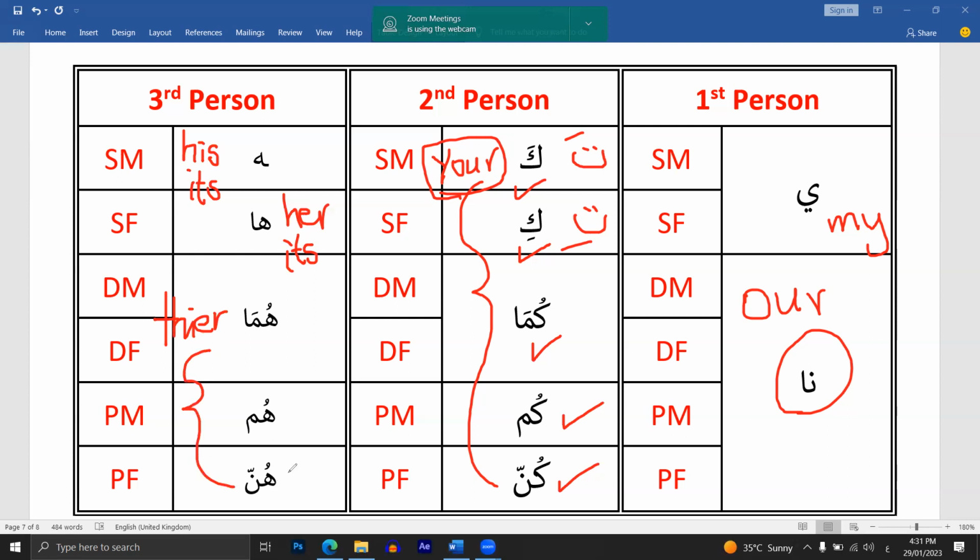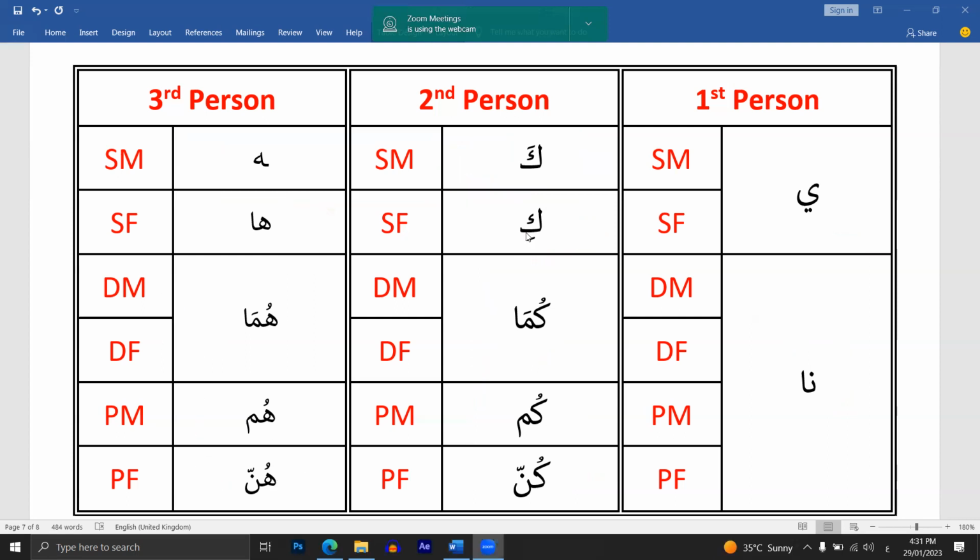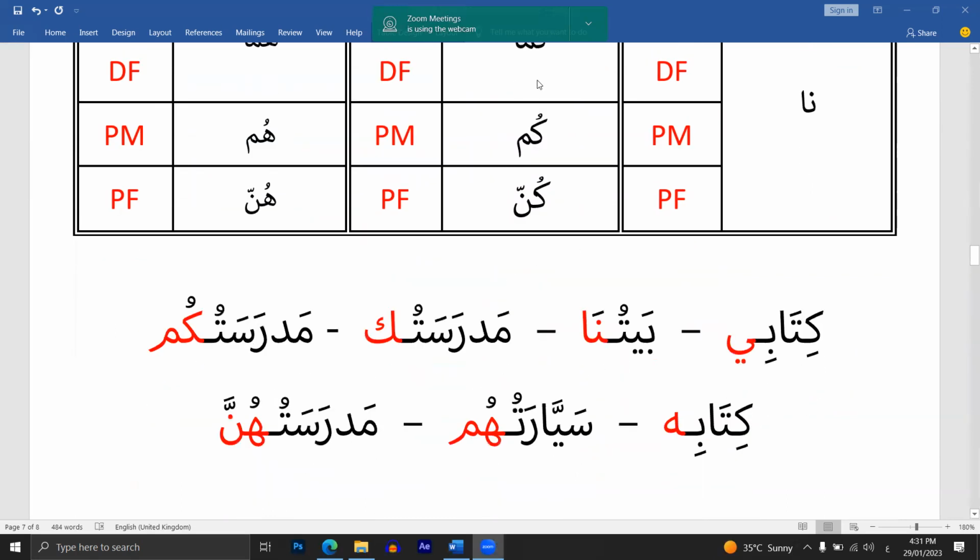And also hum and hunna means their. This one is very easy. This is the main possessive pronoun that we know about, right? Like these examples: كتابي, my book, بيتنا, our house, مدرستك. Here there is no indication if it's masculine or feminine. It's supposed to be مدرستك or مدرستك. So if it's fatha, it's masculine. If it's kasra, it's feminine.